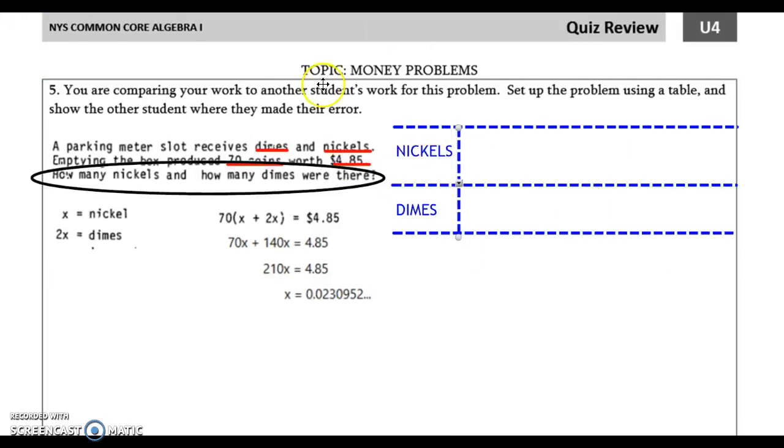Here's my super official table. It says nickels and dimes. The first thing we're going to write down is the quantity of each nickel and each dime. And we know that there's 70 coins in total, but we're not sure how many nickels there are and how many dimes there are. So we're going to go back to our old standby.